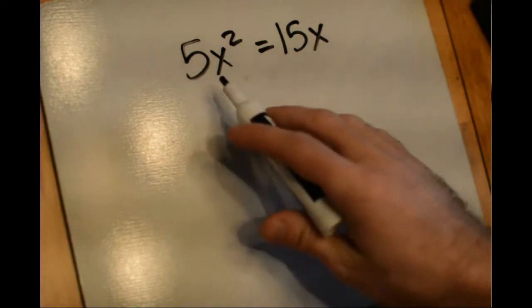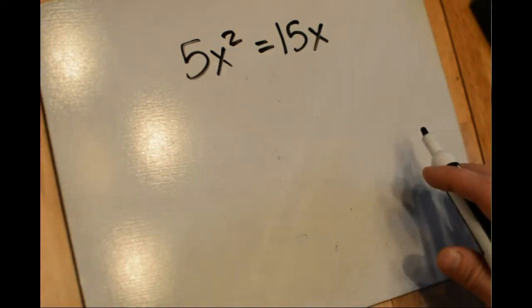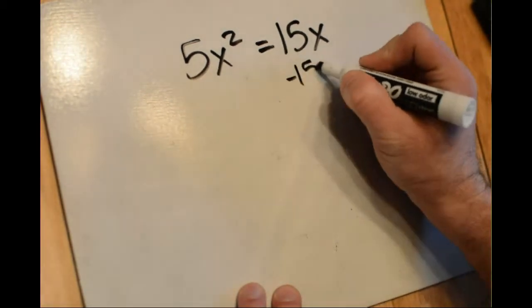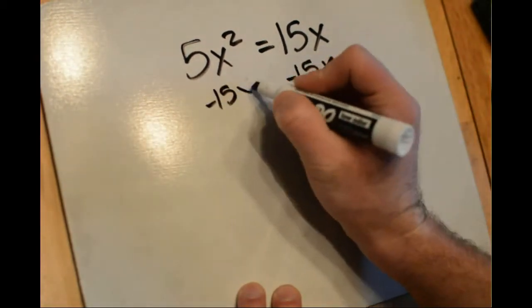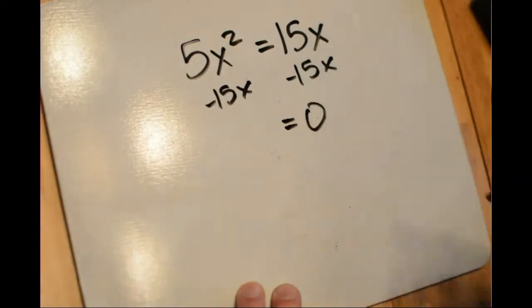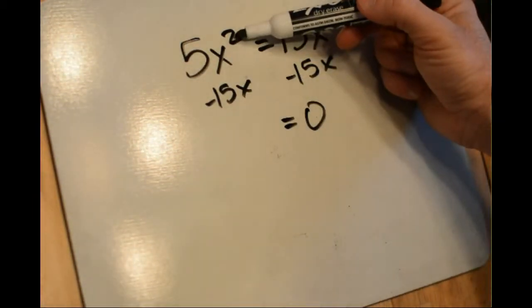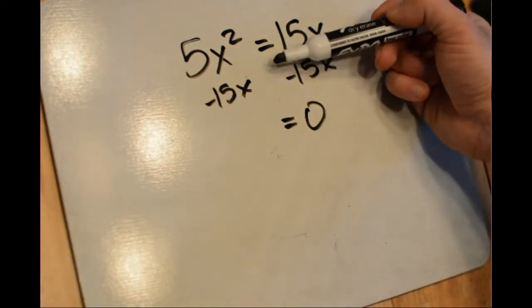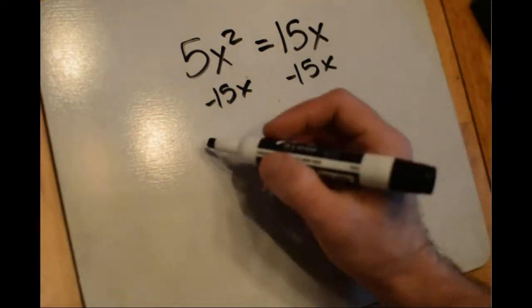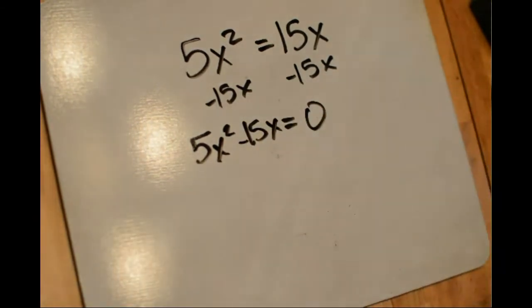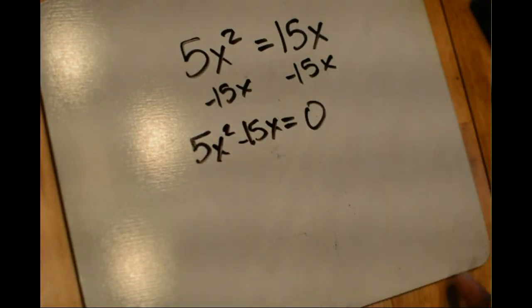So the idea is to solve this by factoring, to first get it equal to 0. Well, it's equal to 15x, so I don't want that over there. So I'm going to subtract 15x from each side. And on the right, that'll get me equal to 0. Now on the left side, that is x squared, and that is x really to the first power. So they're not like terms. You're going to just keep those separate. 5x squared minus 15x equals 0.